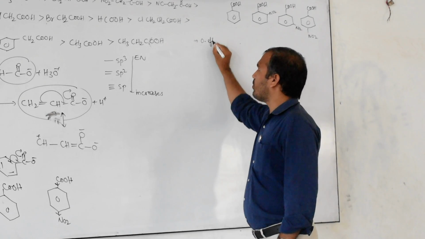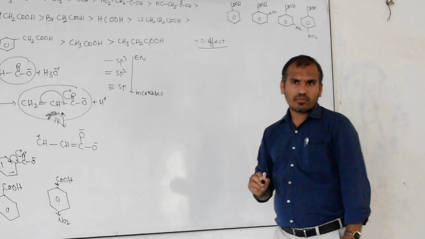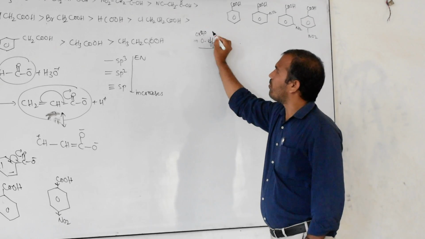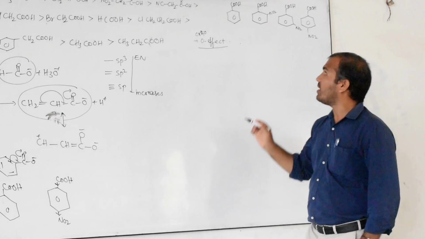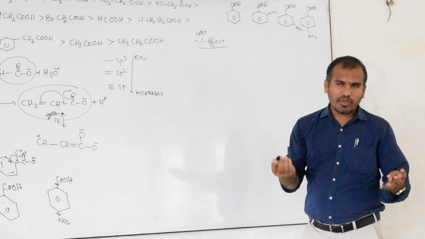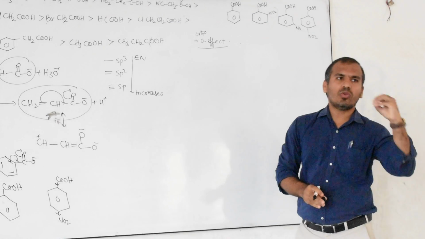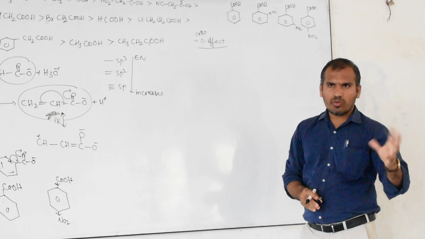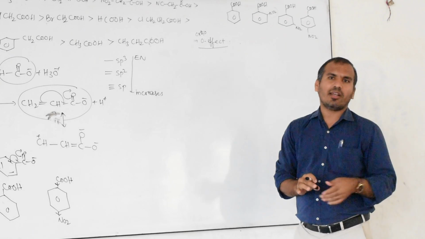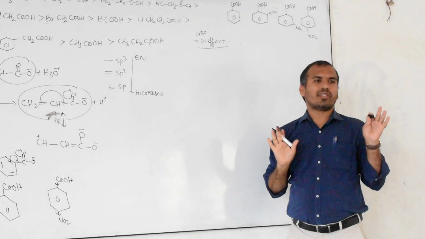Ortho effect. What is ortho effect? Otherwise you can write completely, ortho effect. Okay? Ortho effect means what is it? Irrespective of any group, whatever group is present, electron withdrawing group present, electron donor group present, any group present at the ortho position, that carboxylic acid is more acidic than the remaining meta and para positions.